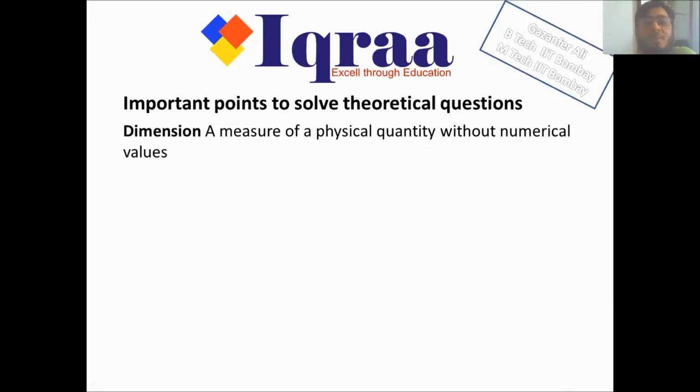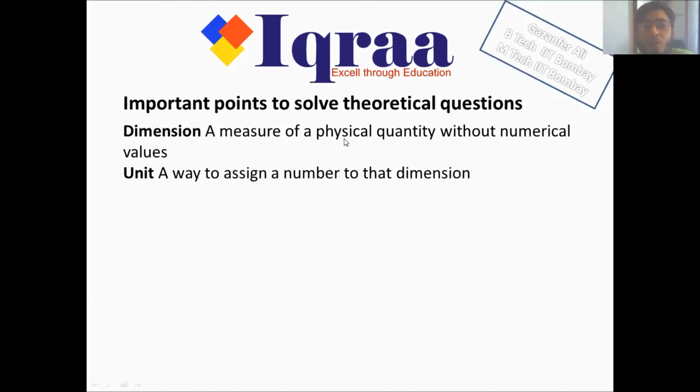When I say dimension, it's a measure of a physical quantity without numerical values. It only tells us in what dimensions in the physical world this physical quantity lies. For example, if you want to measure the volume of the room, it's length into breadth into height, so it has a dimension of 3 in length. If I want to calculate force, which is mass into acceleration, we can say that the dimension is 1 in mass, 1 in length, and minus 2 in time. So it doesn't give us any numerical value, it only gives the measure of a physical quantity.